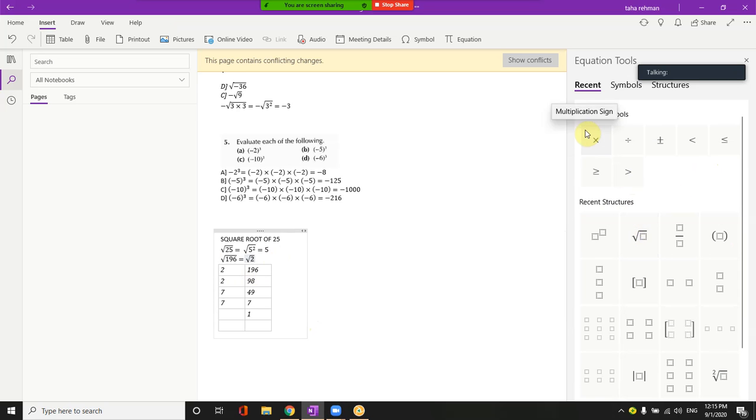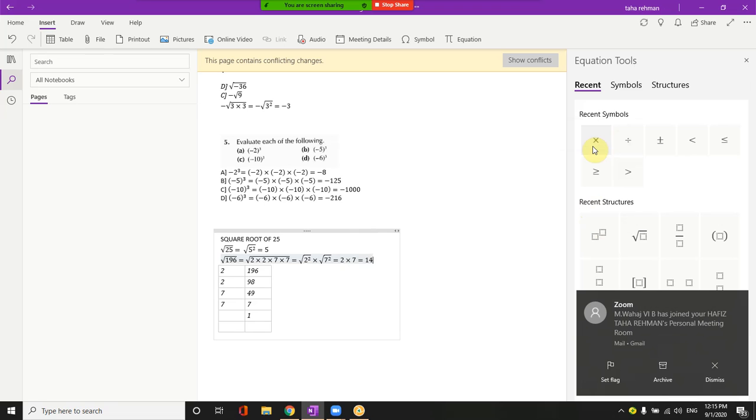2 by 2 by 7 by 7. Okay? And we can write it like this. 2 times 2, 2 to the power 2, 7 to the power 2. Very good. 7 whole to the power 2. And finally we can write it like this: 2 by 2, 2 by 7 equals 14. Okay?